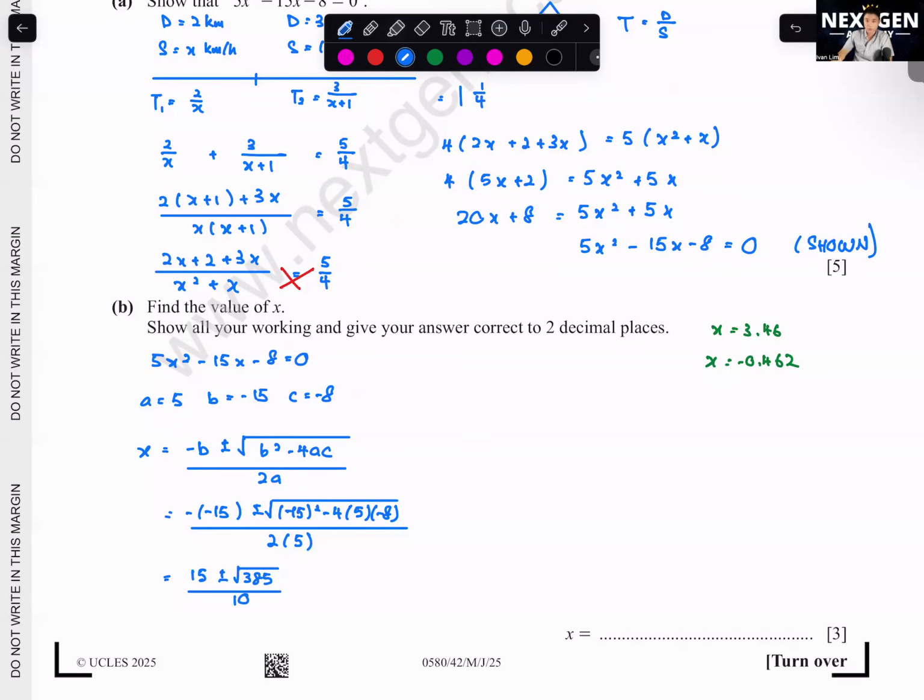You don't need to go and simplify already. Just type in the calculator. So you got your positive and your negative value. You get 3.46 and then negative 0.462. This one we reject because only should have positive value for this question. So things like time, speed, all this, there's no negative value. Length, what else? Distance. Okay, good.